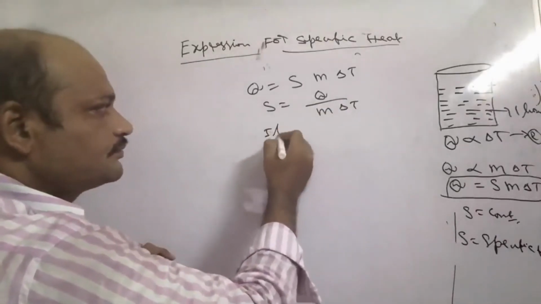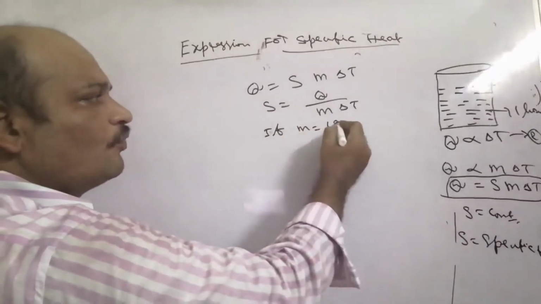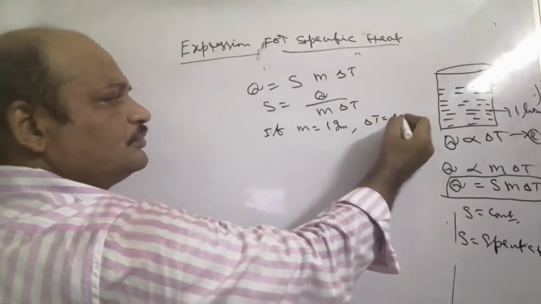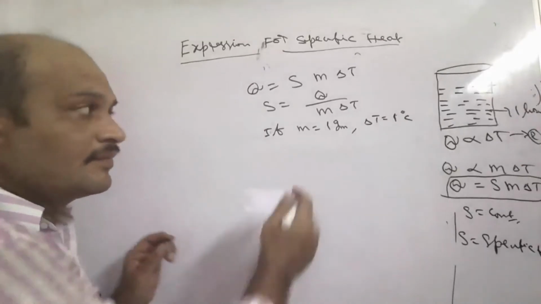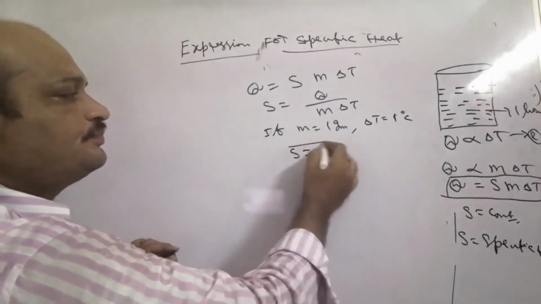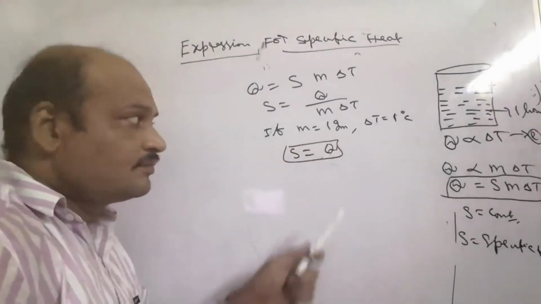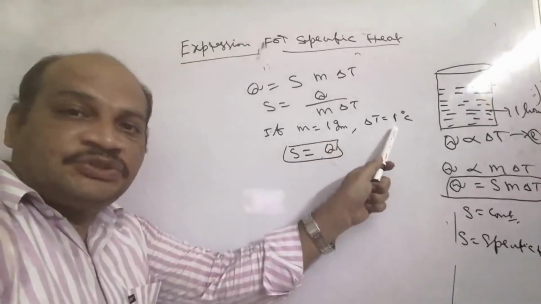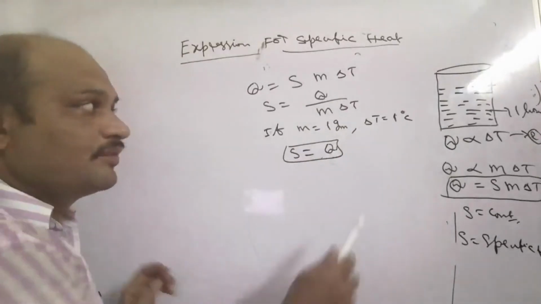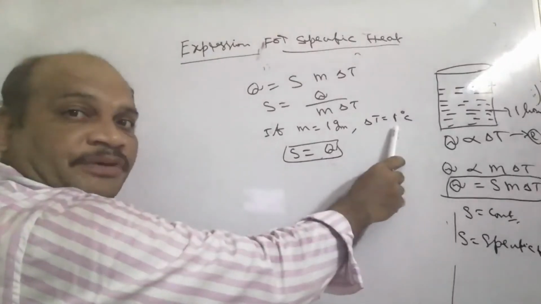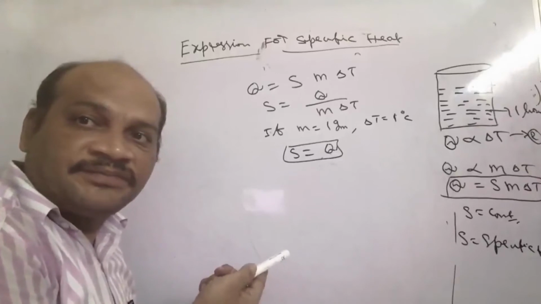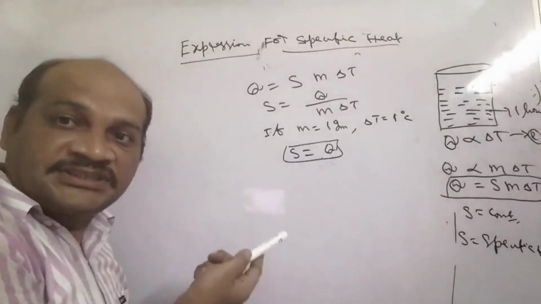In this, if M is equal to 1 gram, for example, and the temperature difference is equal to 1 degree centigrade, then from the above equation S is equal to Q. That means the amount of heat required to raise the temperature of unit mass of the substance by 1 unit of temperature is called specific heat. This is the definition of specific heat, which we discussed in the last class.